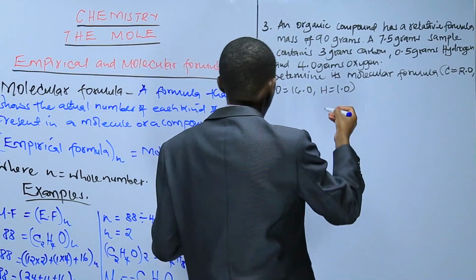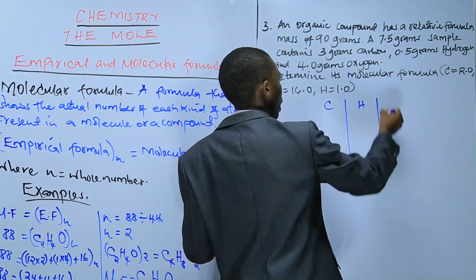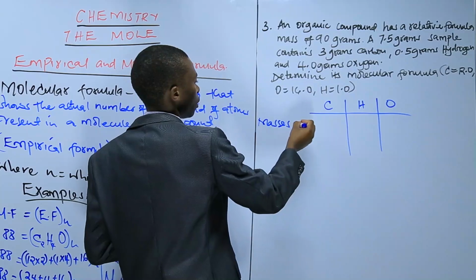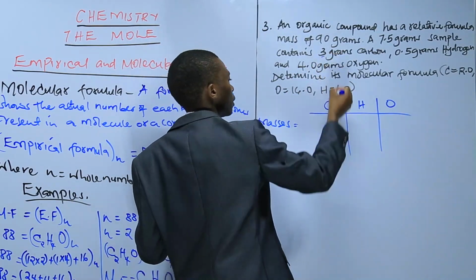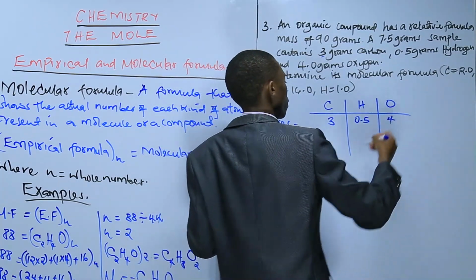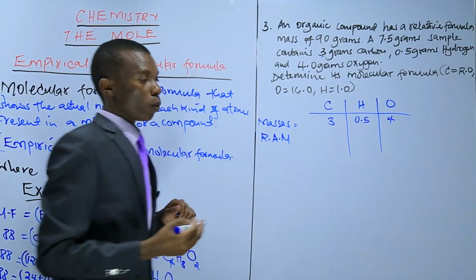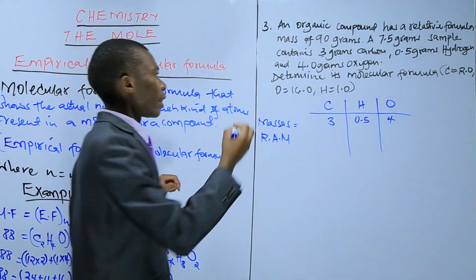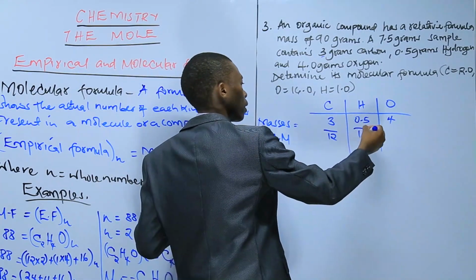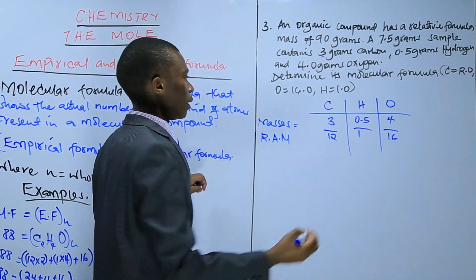We start by calculating the empirical formula. So we have 3 elements: carbon, hydrogen, and oxygen. Their masses: carbon has a mass of 3 grams, hydrogen 0.5 grams, and oxygen 4 grams. Then we divide by their relative atomic masses. Carbon, the relative atomic mass is 12. Hydrogen, the relative atomic mass is 1. And oxygen, the relative atomic mass is 16.